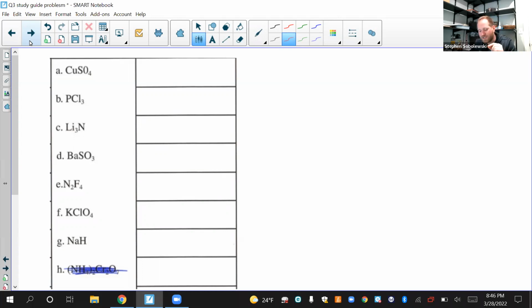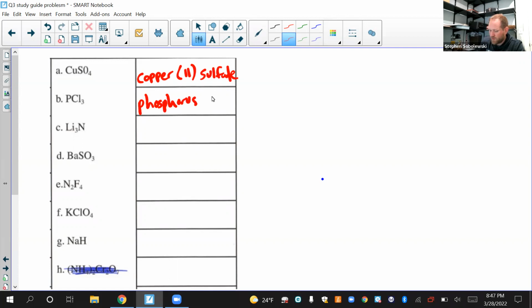Well, it's bonded to 1 sulfate. We have 1 copper bonded to 1 sulfate and they're balanced. So what must that copper's charge be? Well, since sulfate is 2-, that copper must be 2+. So that's going to be copper, Roman numeral 2, sulfate. PCl3, that's going to be covalent because it's nonmetal bonded to nonmetal. So we're going to use Greek prefixes.